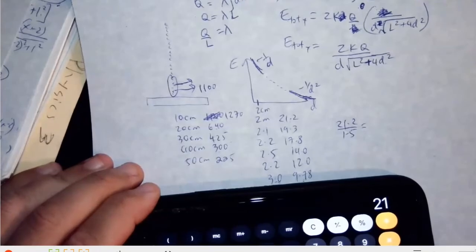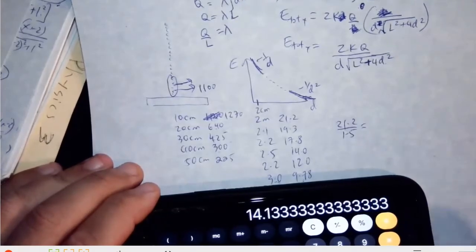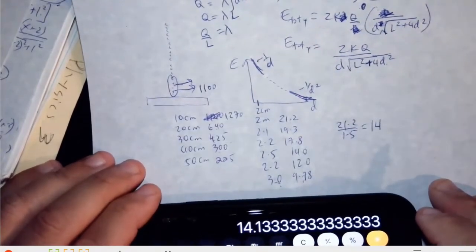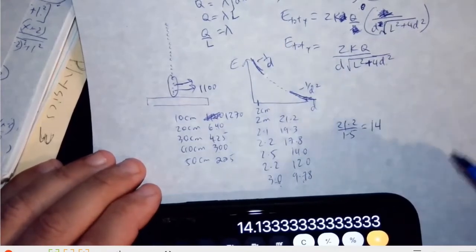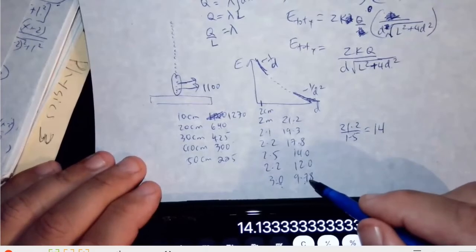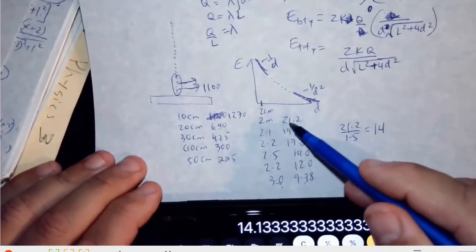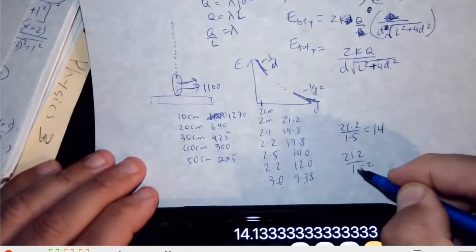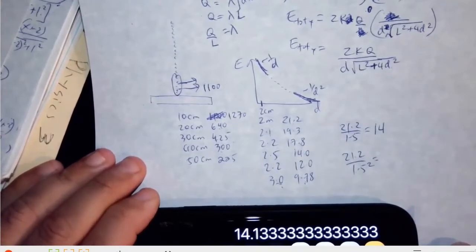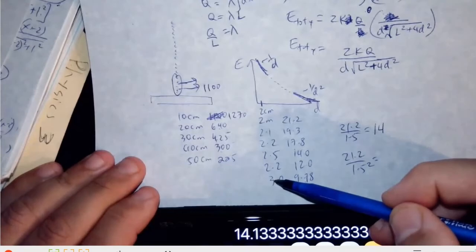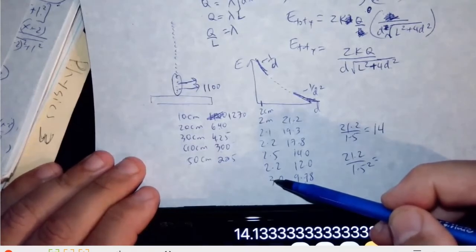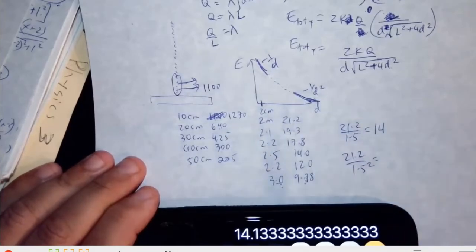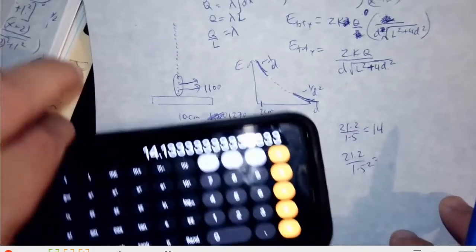So 21.2 divided by 1.5. Oh no, not 14. Okay, what if it's a square function? What if it's a 1 over distance squared function? How would I calculate what this should be? Then it's just simply 21.2 over 1.5 squared. Do you see? If it's a square relationship, in other words, if I increase the distance by a factor of 1.5, then the electric field drops by 1.5 squared. So I think it's going to actually be closer.